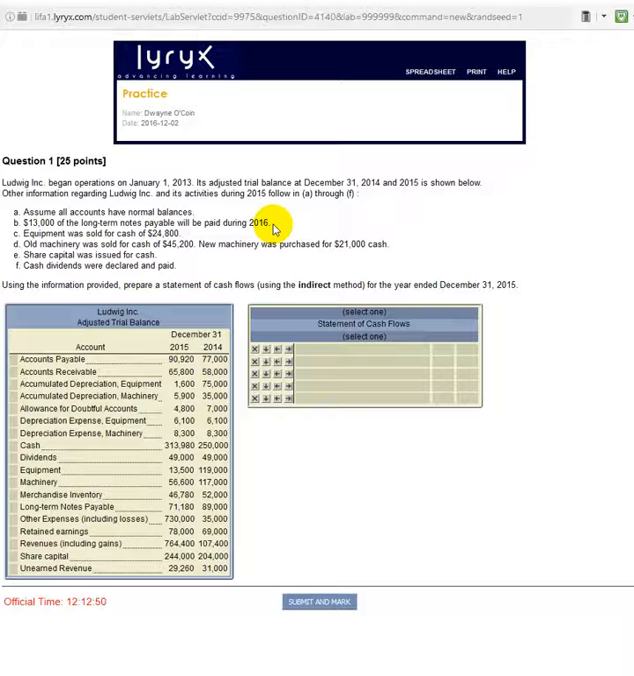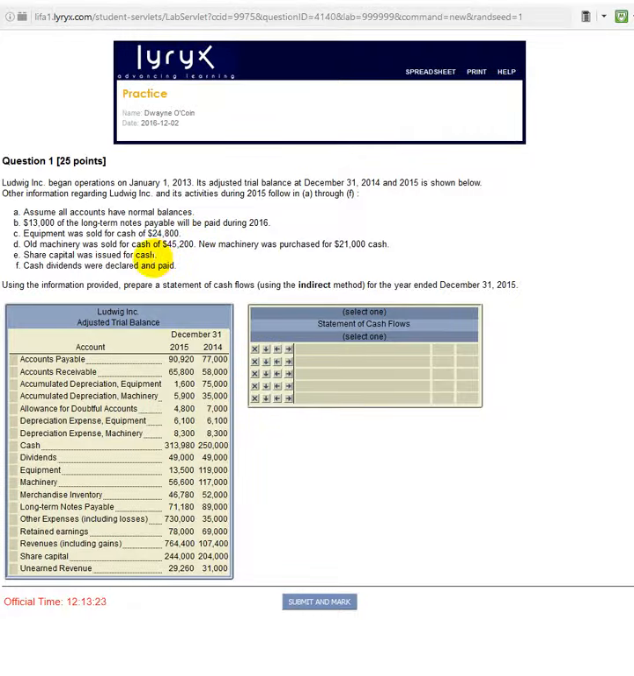Essentially, in this case, it would be a note disclosure to show that the long-term liabilities are going down when the current portion of long-term debt is going up. On the balance sheet, you'd actually have to show the current portion of the long-term debt, but that doesn't impact our statement of cash flows. Equipment was sold for cash of $24,800, so that's the proceeds. Old machinery was sold for proceeds of $45,200, and new machinery was purchased. Apparently there was no equipment purchased, but we'll reconcile that just to make sure.